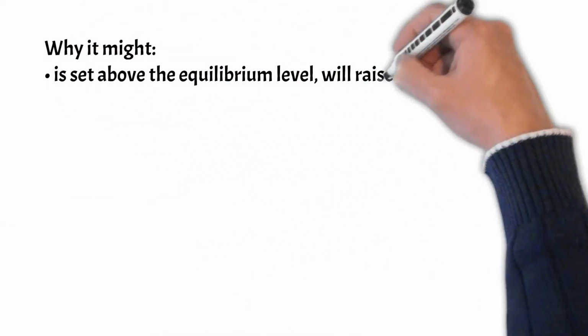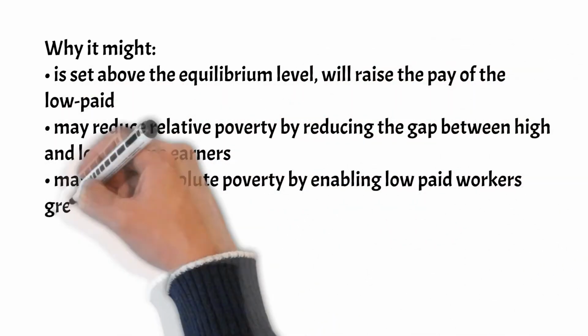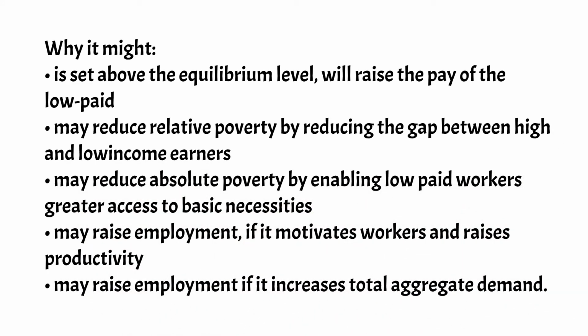So, here is a list of ideas to include for pros. If it is set above the equilibrium level, it will raise the pay of the low-paid. It may reduce relative poverty by reducing the gap between high and low-income earners. It may reduce absolute poverty by enabling low-paid workers greater access to basic necessities. It may raise employment if it motivates workers and raises productivity. It may raise employment if it increases total aggregate demand.